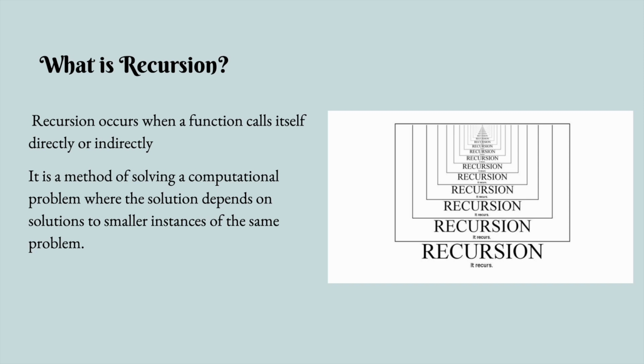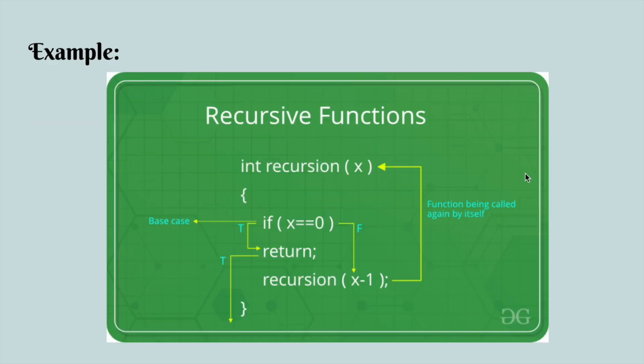So in programming, let's look at an example. For example, if we have a function recursion, and if x is equal to 0, then we return true. Otherwise, we're going to call recursion with x minus 1. As we can see, this function is being called again by itself. So we defined recursion, but we're using recursion within it.